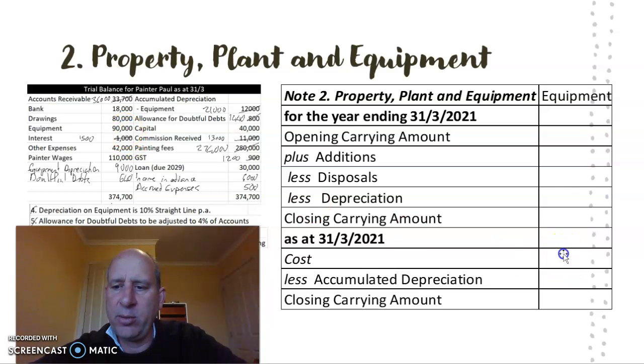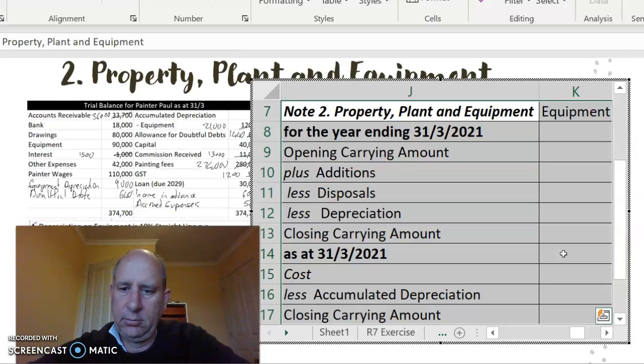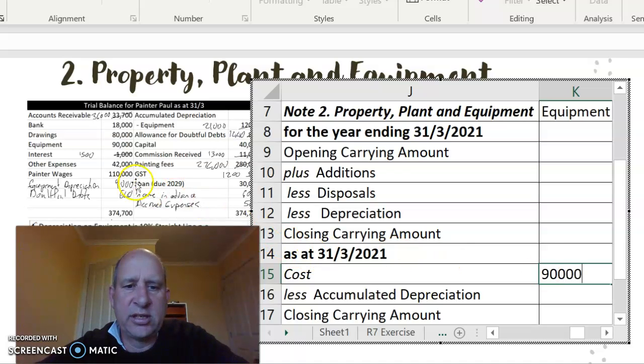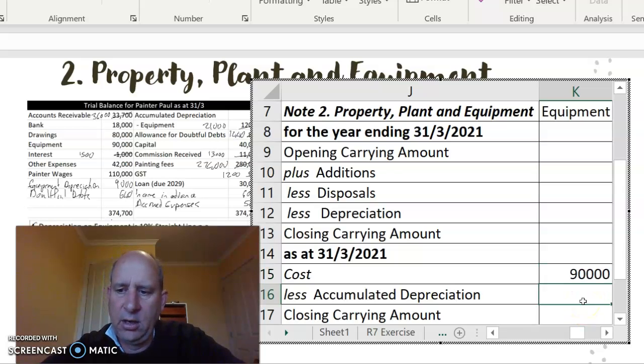So we're going to go down to the bottom part first. And we'll put 90,000 as the cost. So this is this figure out of the trial balance. Normally we do the bottom part first. The accumulated depreciation is that total figure, and you see there's a new figure here. We crossed out the 12 and put 21. So we're going to put minus 21,000 to show that we're subtracting it.